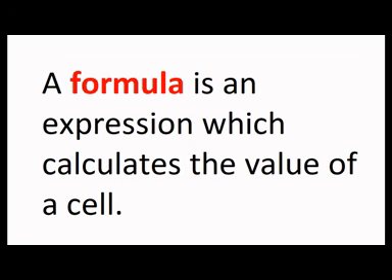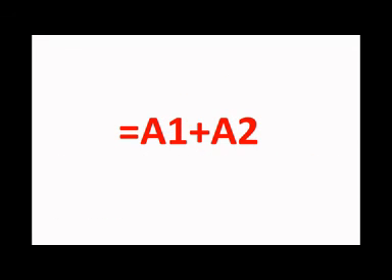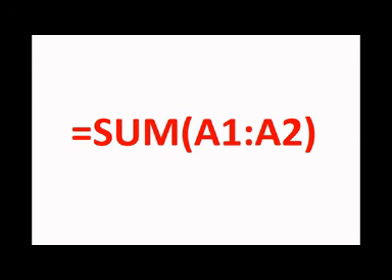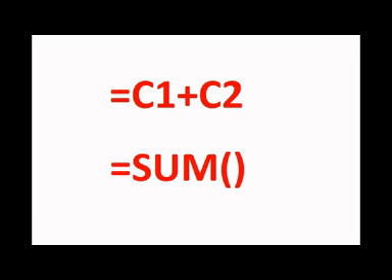Now we get to what we're here for, formulas and functions. A formula is an expression which calculates a value of a cell. An example of this would be A1 plus A2. Functions are predefined formulas and are already available in Excel. An example of this would be SUM of A1:A2. Each of these always starts with an equal sign, followed by either a formula or a function.